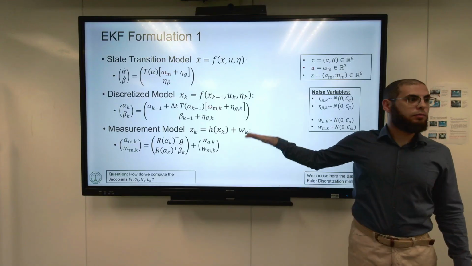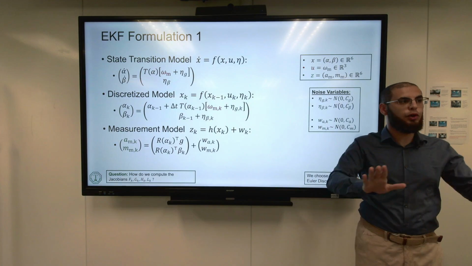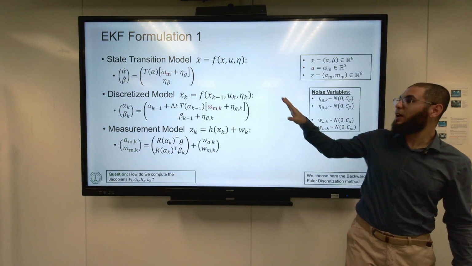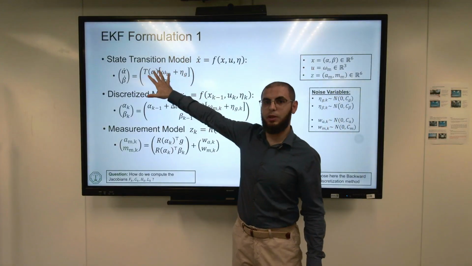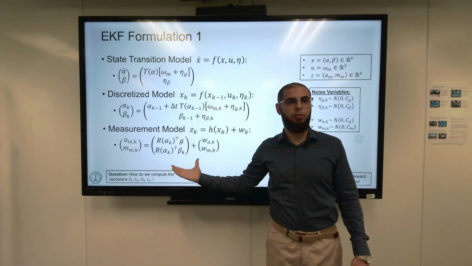Is that clear for everyone? So these are the equations. Now, what are the Kalman filter equations themselves? We don't need to discuss them, right? Because we already identified the f. So this is the small f for this problem. This is the small h for that problem.